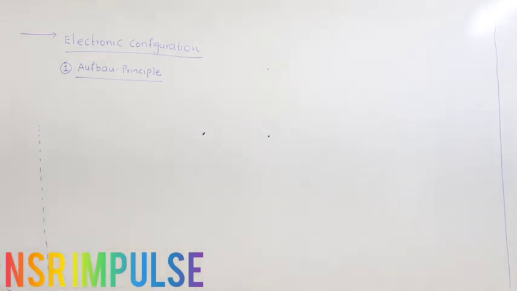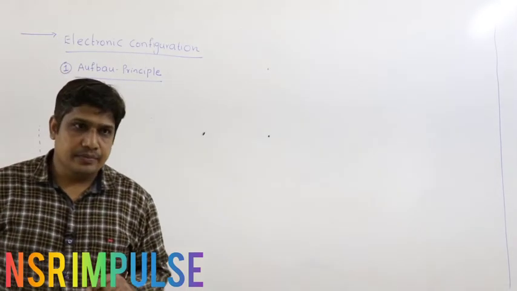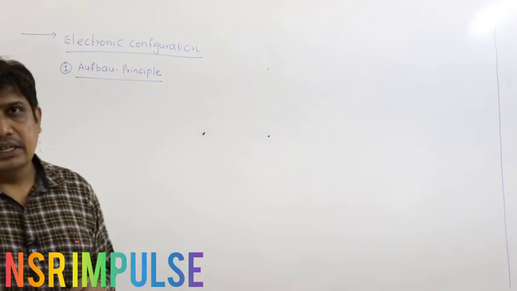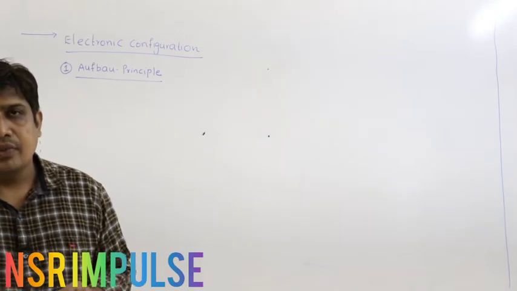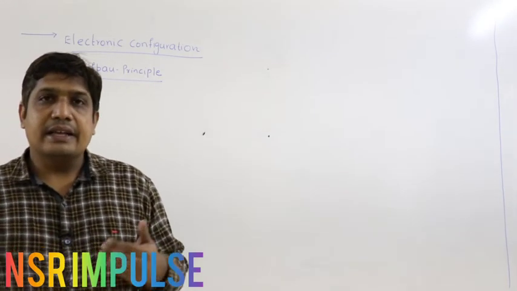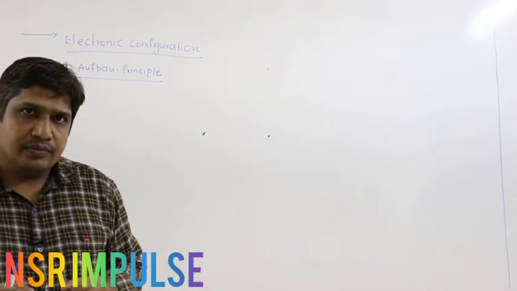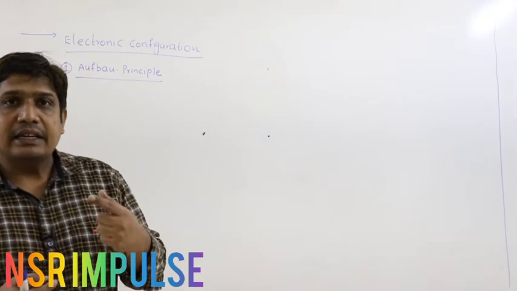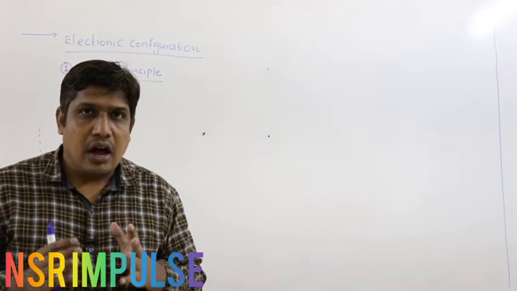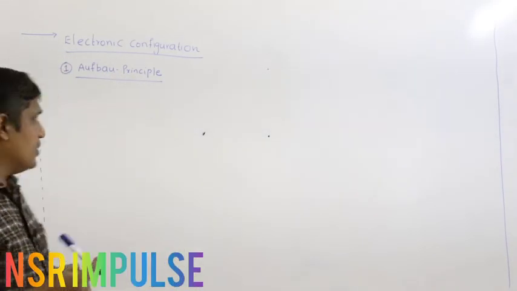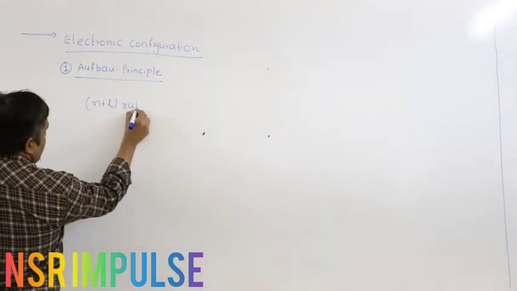Hofbauer principle, what it states, it says that in ground state of atom, orbitals are filled in the increasing order of their energies. So we are arranging electrons in orbitals, and orbitals are filled in the increasing order of their energies. The next question, how do you determine the energy of an orbital? We use n plus L rule.